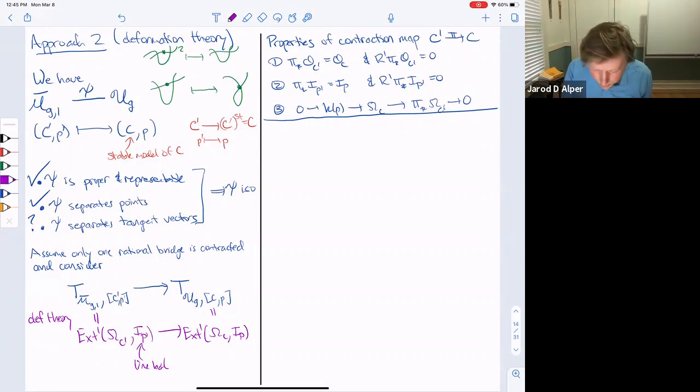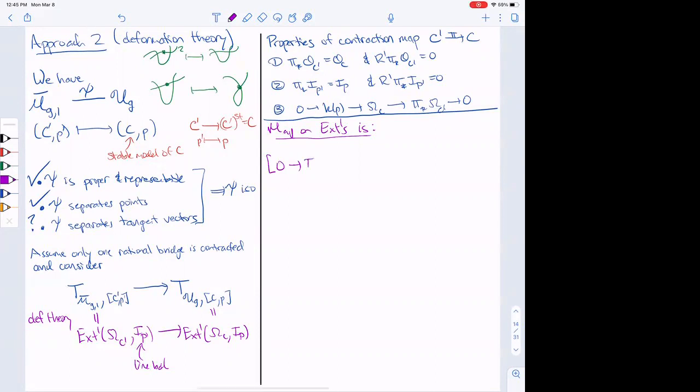So let's compute what the map on Ext is. Let's take an extension of O_{C'} by I_{P'}. Sorry, can you explain why I_{P'} is not a line bundle?